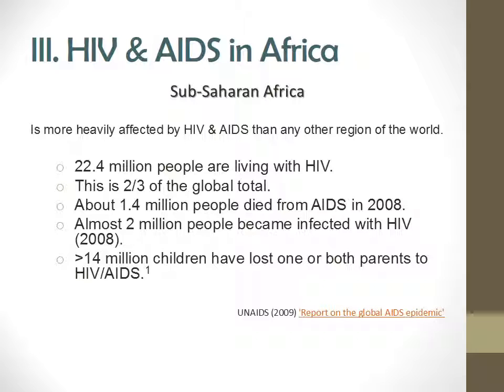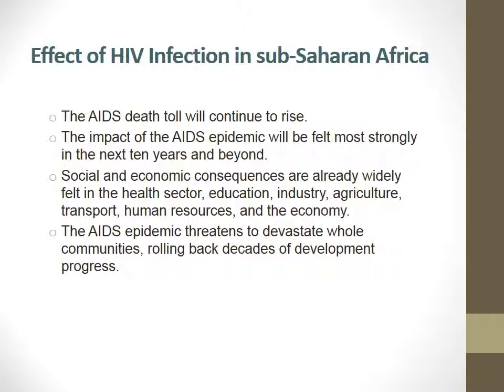Almost 1.5 million people died from AIDS in 2008, and almost 2 million people became infected with HIV. More than 14 million children have lost one or both parents to HIV/AIDS in Africa, in Sub-Saharan Africa. What is the effect of HIV infection in Sub-Saharan Africa?